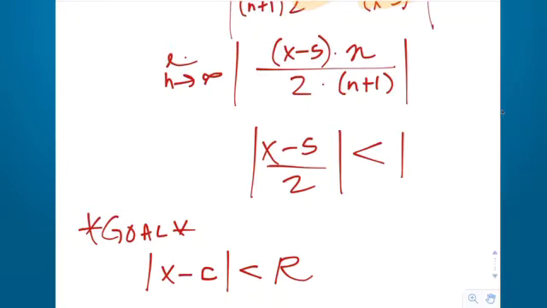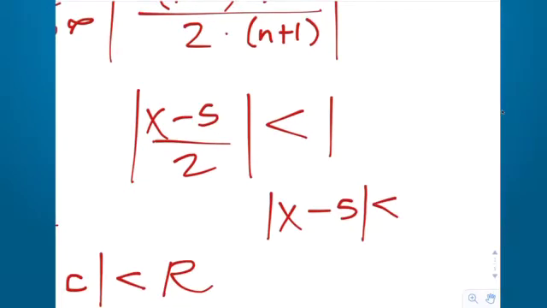Well, all we have to do is multiply both sides by 2. We can take the 2 factor out of the absolute values because it's already positive. So if we simply multiply both sides by 2, we get less than what? Just 2, yeah. So this is our target. This is our goal. We got it.